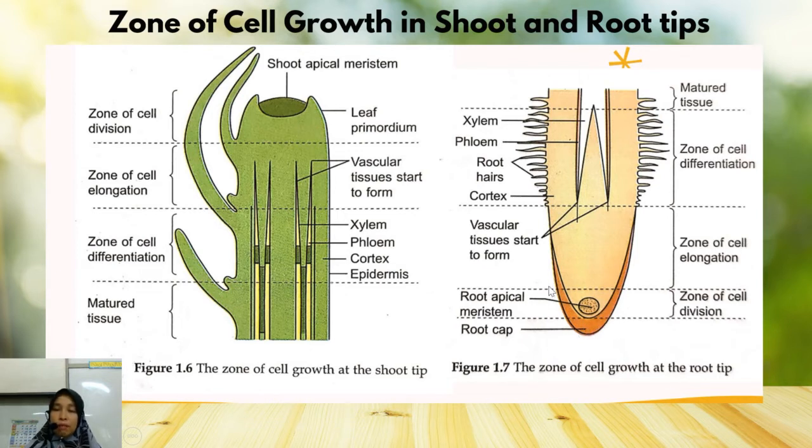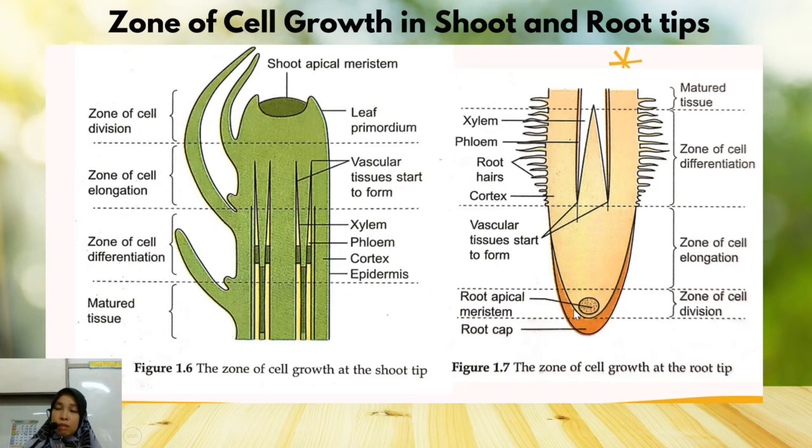At the tips of the root, there is a root cap. Before the root apical meristem, there is a root cap. The root cap is just a protector when the root grows downwards toward the soil. It will protect the root apical meristem.